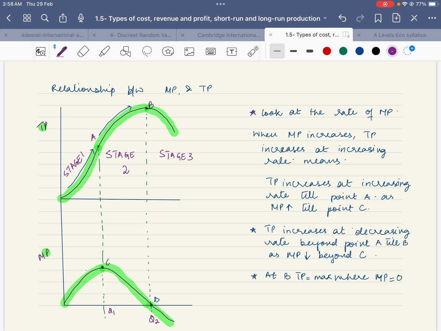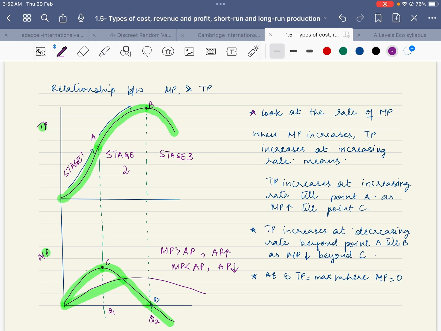We can plot average product also on the same graph. It will look something like this. Total product is maximum at B, where marginal product is equal to 0. Total product increases till C. Here, in this case, we can see that when marginal product is greater than average product, average product increases. When marginal product is less than average product, average product starts declining.